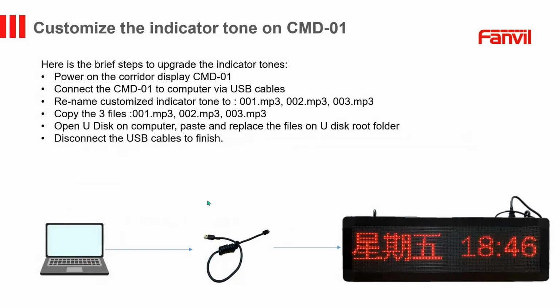After powering up the corridor display and connecting it to the PC via USB, you can simply rename the files that need to be uploaded to this corridor display with the following naming: 001, 002, 003, and replace the default files on the device. After that, you can just disconnect the USB to finish the process.